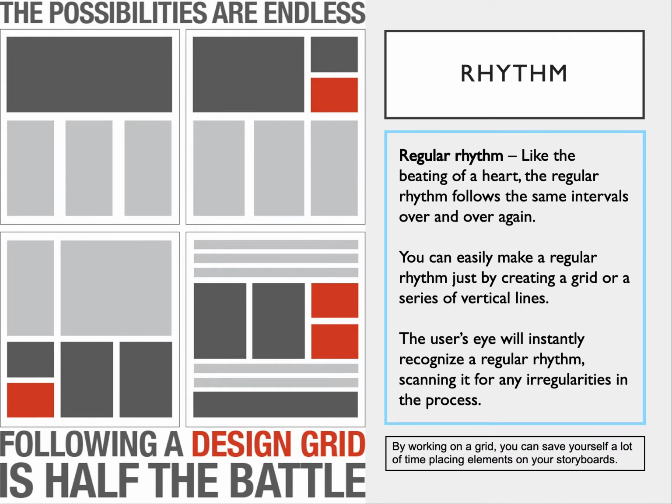Okay, so let's look at this. Okay, so regular rhythm follows the same interval over and over and over, like a heartbeat. You could just create a grid and use that to work it out.